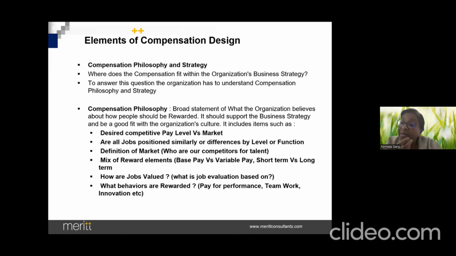Then definitely, what kind of job evaluation techniques I'm going to follow for my jobs. That's also very important. Like, for example, there are certain jobs. Not all jobs I'm going to do Hay plan. Not all jobs I'm going to do point plan.